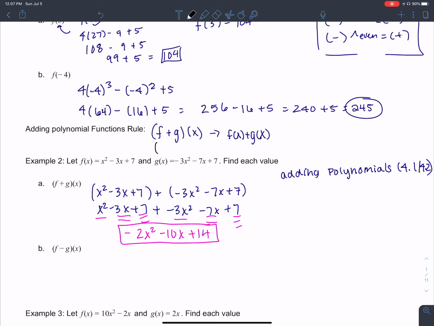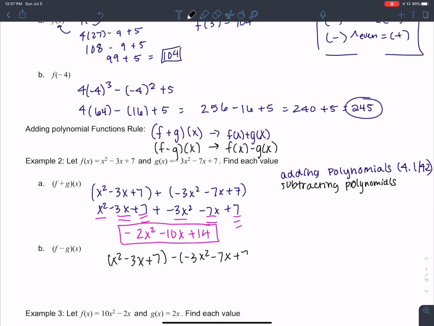Same thing happens if we're subtracting. So you'll see it as f minus g of x. That just means f of x minus g of x, which we also talked about in 4.1, 4.2. Now, remember, when we're subtracting, something special happens. We have to drop the second set of parentheses, but distribute the negative because we're subtracting all of them on the back end. So we're going to drop the first set, but change the signs of all the seconds. So it's going to be plus 3x squared plus 7x minus 7. You see how I distribute a negative one, change all the signs. I don't care how you look at it as long as you know that it changes.